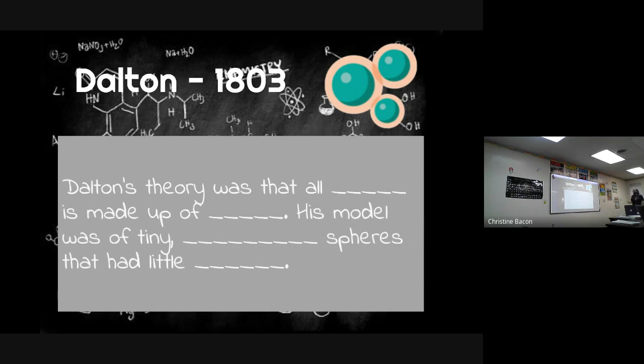All right, so then 2,300 years later, we have a scientist named John Dalton that comes into the picture, and he's like, you know what? I think Democritus was right. I think that all matter is made up of atoms. And his model was of tiny indestructible spheres that had little structure. He just pictured atoms just like little balls, right? You got a little ball of iron, you got a little ball of hydrogen, right? But they were different only in their mass, okay?